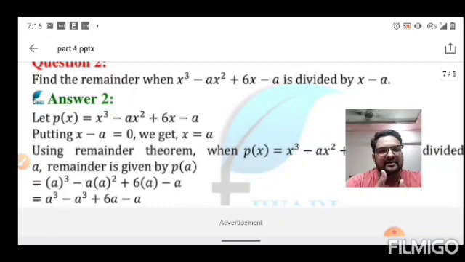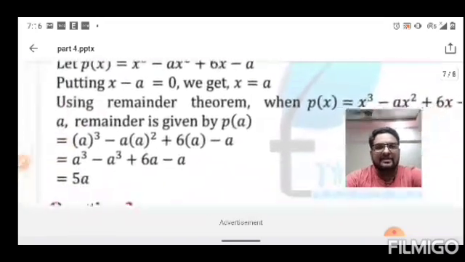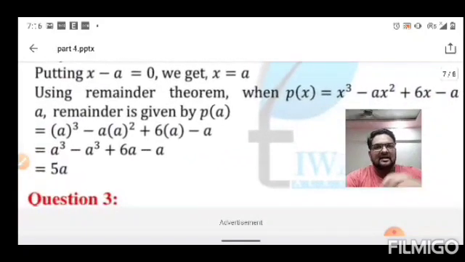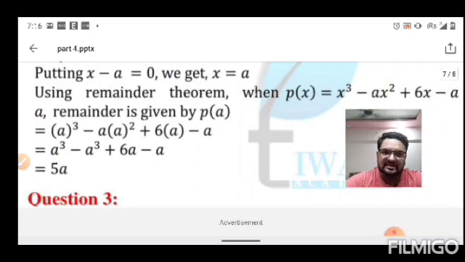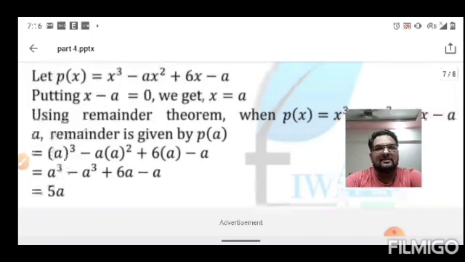Now using the remainder theorem, we know that we need to put the value of x, that is equal to a, in the given polynomial. On doing so, we get a cube minus a into a square plus 6a minus a. On further simplification, a cube minus a cube plus 6a minus a, where plus a cube and minus a cube will get cancelled. We're left with plus 6a minus a. On further simplification, 6a minus a will give you 5a. So here 5a is the final remainder.